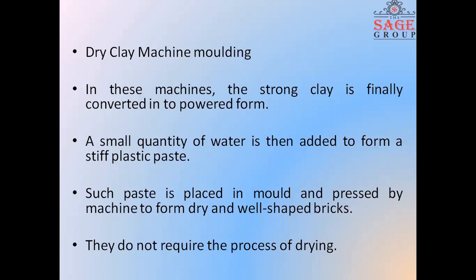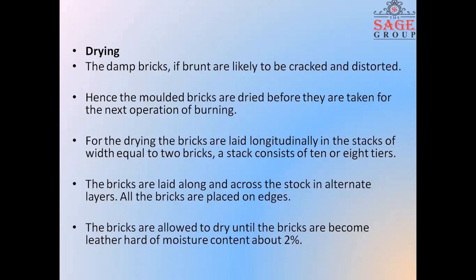Then the dry clay machine. In this machine, the strong clay is finally converted into powder form, and a small quantity of water is added to form a stiff plastic paste. That means the preparation is done, and finally the output is obtained. Such a paste is placed in a mold and then pressed by a machine to form dry and well-shaped brick. This does not require any drying process.